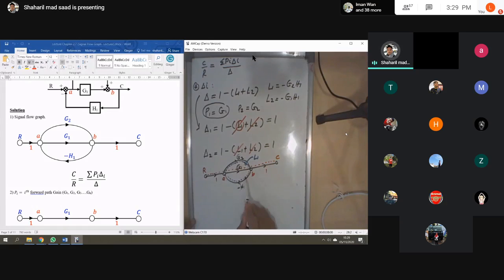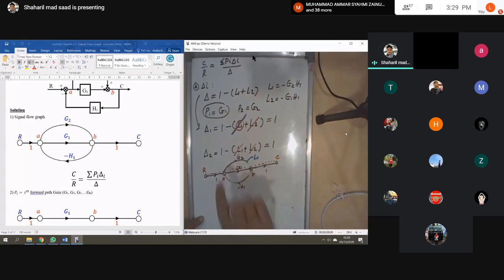Ni, loop ni, dia bersentuh dengan apa ni, P1 iaitu G1. Okay, dia bersentuh. That means you drop, kan? That means you drop lah. Lukis pun nampak. Yang ni clear? Any question? No. Okay. Alright.